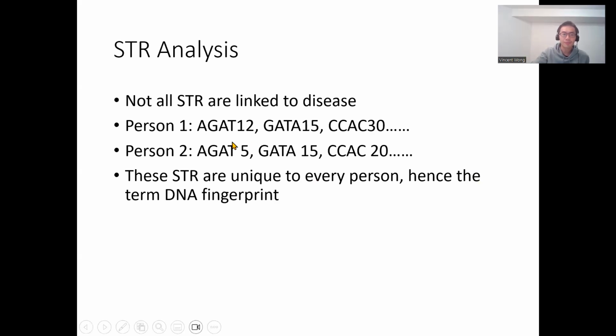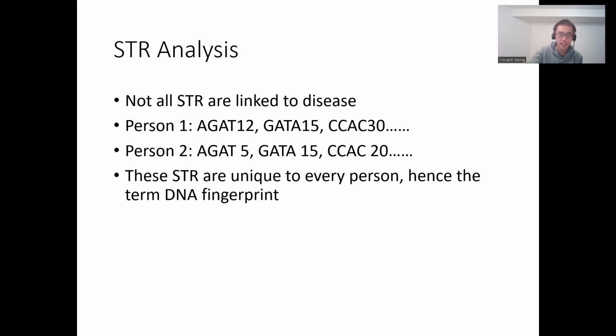For person one, he might have the tandem repeats of AGAT repeated 12 times, but for another person, it might only be repeated 5 times. And these things will be found in the same chromosome, chromosome 4 and chromosome 4, for example. And then the GATA both repeated 15 times, and then one of them repeats 30 times and the other 20 times. So if we keep on comparing them, we will see that the short tandem repeats actually create a unique sequence for everybody.